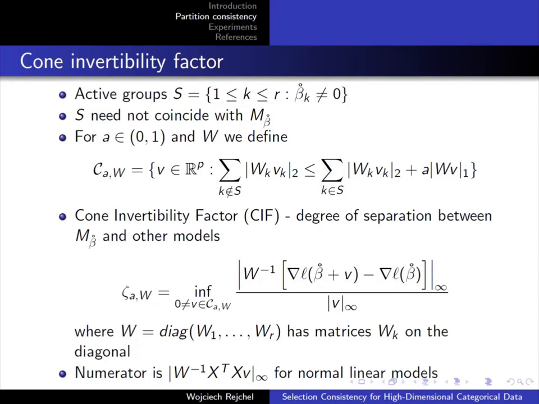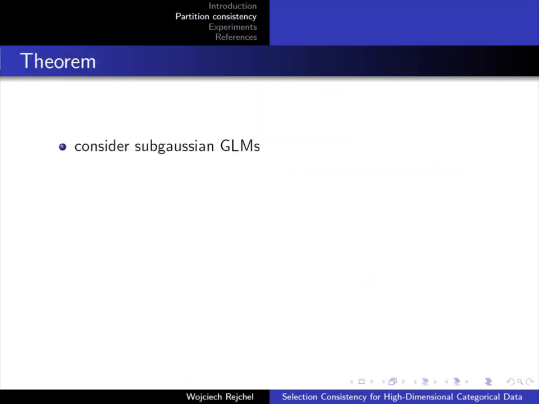I mean that if your model is linear and orthogonal, then you can quite easily calculate it. Obviously, it depends on this matrix W, which is diagonal, and on the diagonal you have these smaller matrices W1, ..., WR. However, if this is fixed, then you can quite easily calculate for the orthogonal case. Okay, and the theorem looks like that.